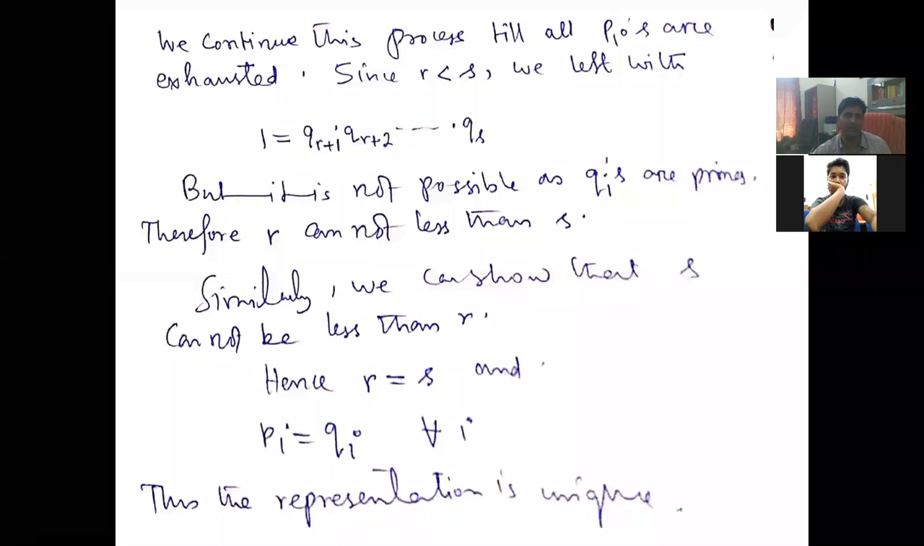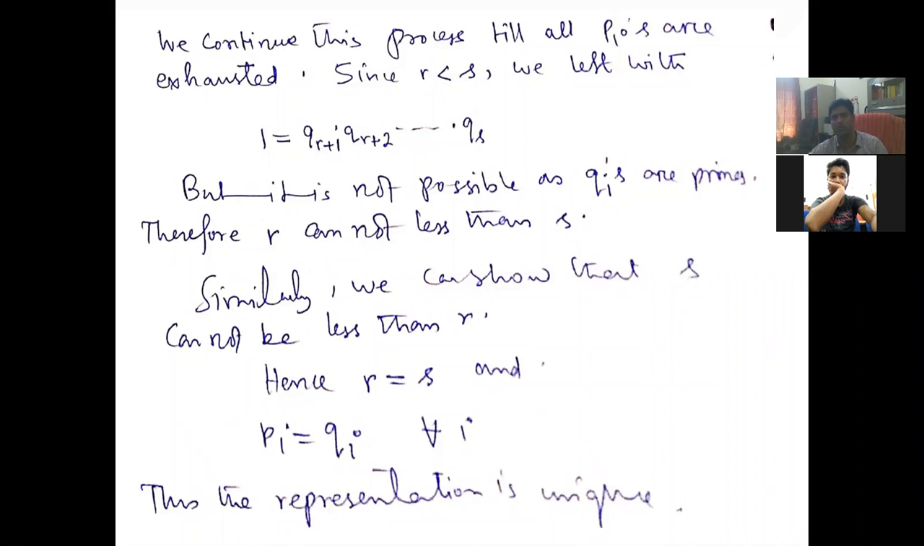1 को यू कैन नॉट राइट 1 एज ए प्रोडक्ट ऑफ प्राइम्स. 2 into 3 एटलीस्ट 2 into 3 6 हो जाएगा. 1 कैन नॉट बी रिटन एज 6. ओके, सो 1 कैन नॉट बी रिटन एज ए प्रोडक्ट ऑफ प्राइम्स. सो दिस इज अ कॉन्ट्रडिक्शन एंड हेंस ये प्रूफ हो गया कि r s से लेस नहीं हो सकता. r कैन नॉट बी लेस देन s. सिमिलरली वी कैन शो दैट s कैन नॉट बी लेस देन r. सिमिलरली q कम लेके r ज्यादा लेके करके देखिए. ओके, हेंस r इक्वल टू s.